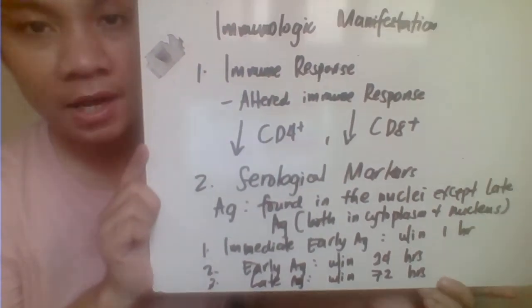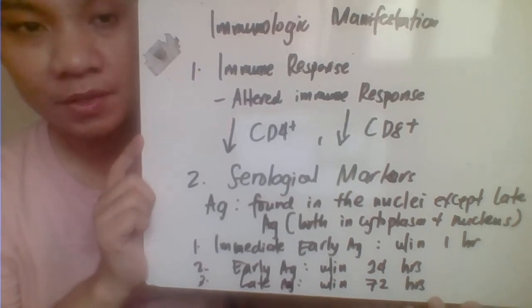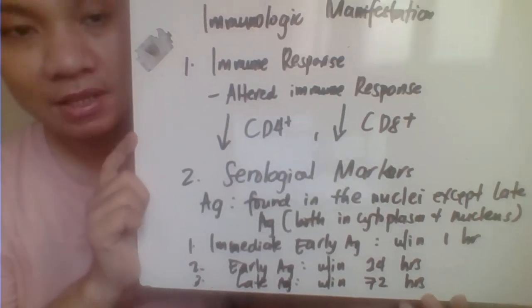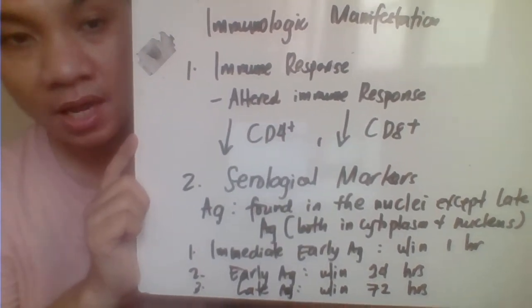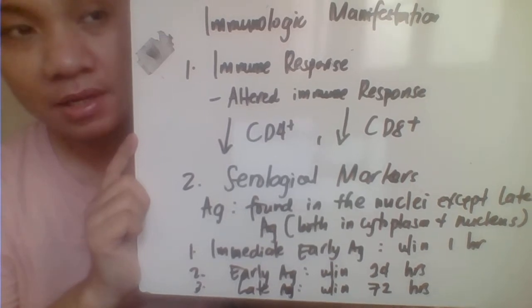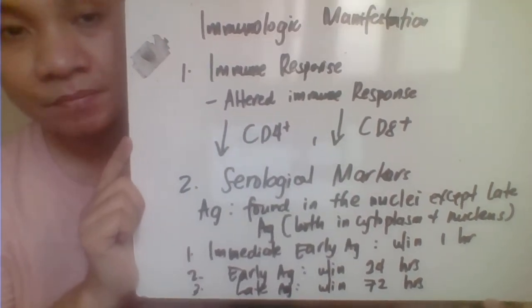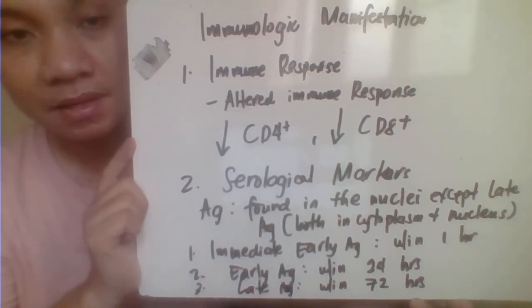Okay, now we go to the immunologic manifestation. So, in the case of the infection, they will have an alteration in the immune response in the infected patient. This is characterized by an alteration in the T helper subset population, characterized by a decrease in the CD4 and an increase in the CD8 positive cells.